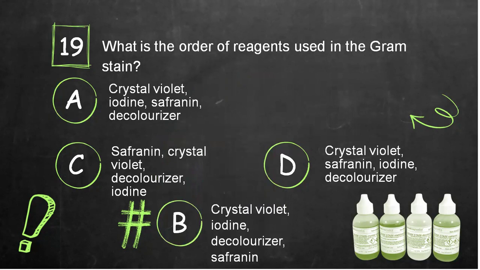First of all, to the smear we add crystal violet, that is the primary stain. After that we discard the crystal violet, then add Gram's iodine, that is the mordant, and then discard it, and then decolorize with acetone and wash under slow running tap water, and then add safranin. So safranin is the counterstain. So here the correct option is option B. What is the correct order? Crystal violet, iodine, decolorizer, safranin.